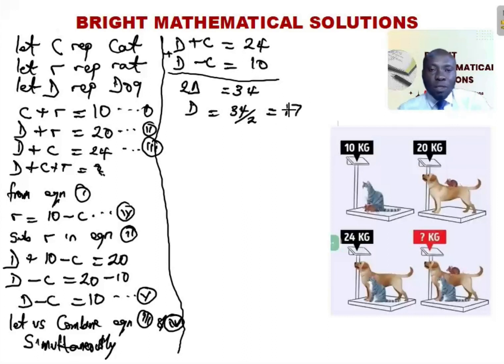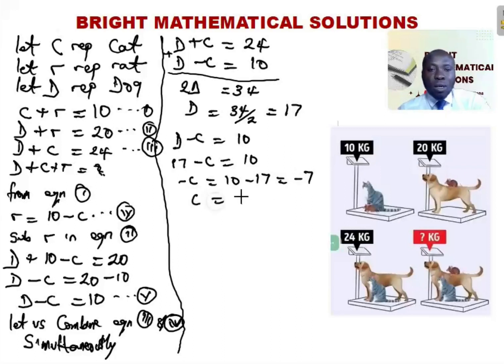Now we've gotten the value for D, so we can substitute D into any of these equations so that we can get another value. So let us substitute D into equation 5. Equation 5 is D minus C equals 10. So our D is 17. That is 17 minus C equals 10. If we take 17 to the other side, that is minus C equals 10 minus 17, which is minus 7. So C equals 7.